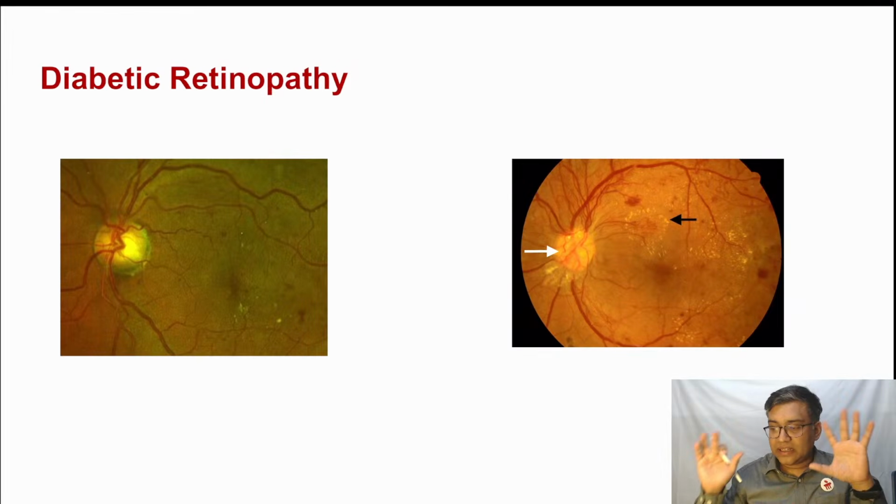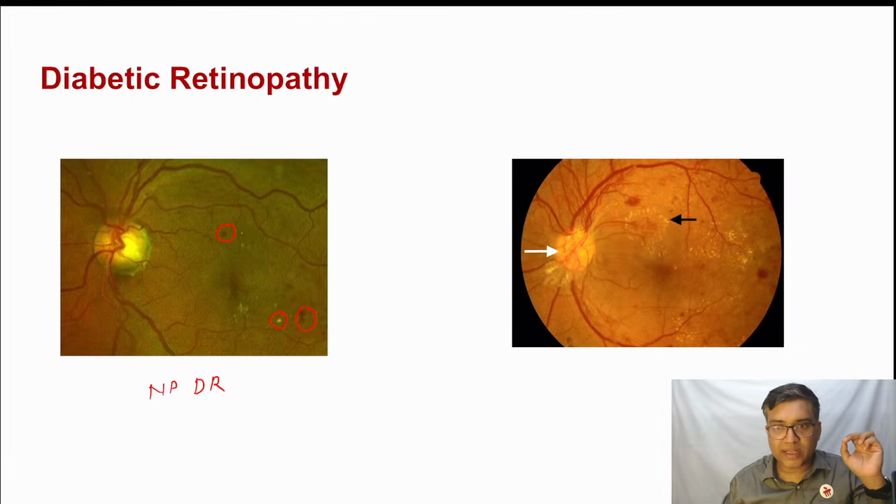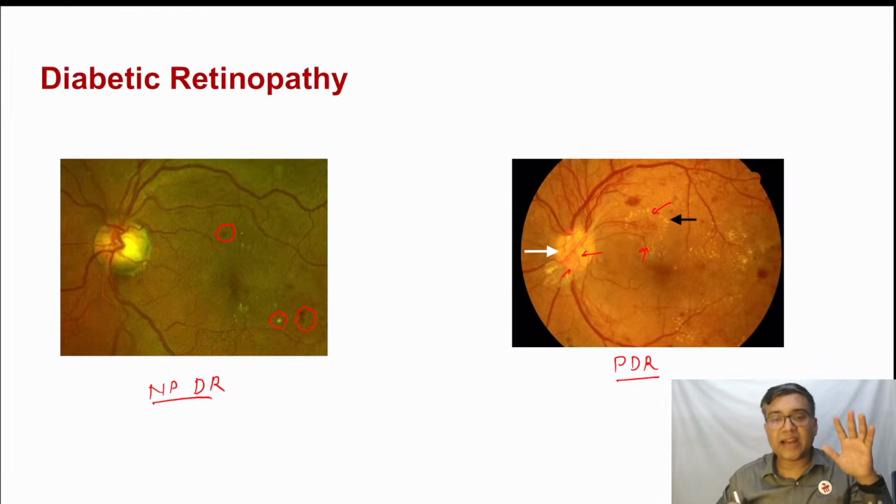Now let us see what is the difference between the fundus photograph of a patient with diabetic retinopathy. So first image you can see that there are some hemorrhages, some exudates here. This is a patient with a non-proliferative diabetic retinopathy. Okay, and the second image what you can see here is that you can see some new vessels which are growing in the retina and at the disc. So this is a proliferative diabetic retinopathy. So you can have a non-proliferative diabetic retinopathy, you can have a proliferative diabetic retinopathy.